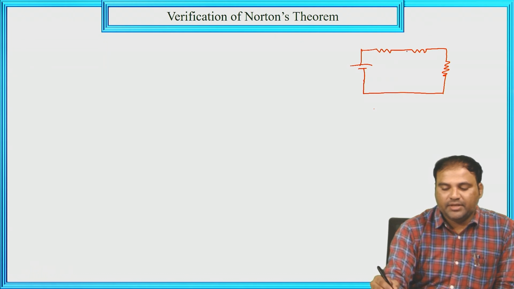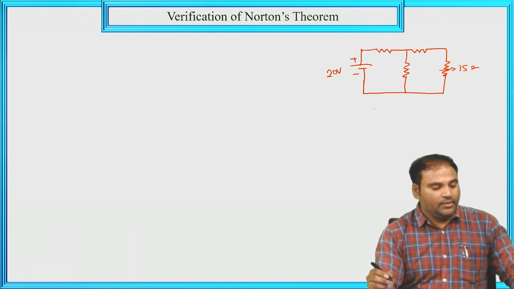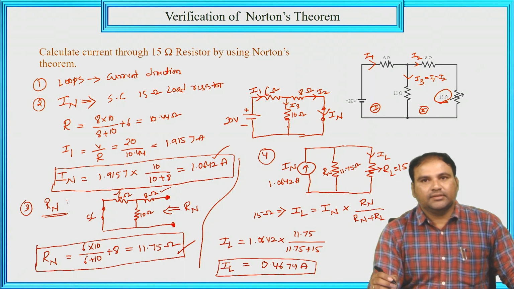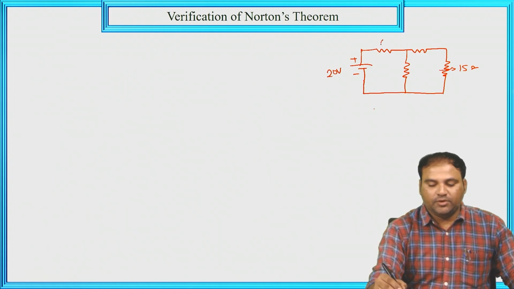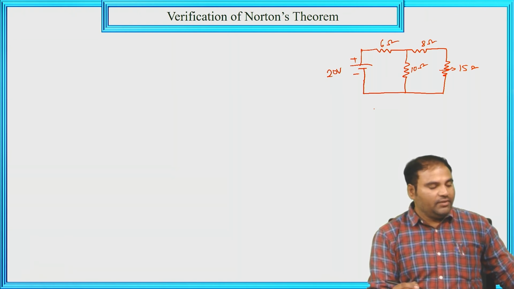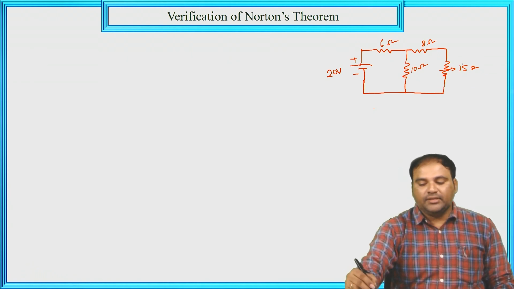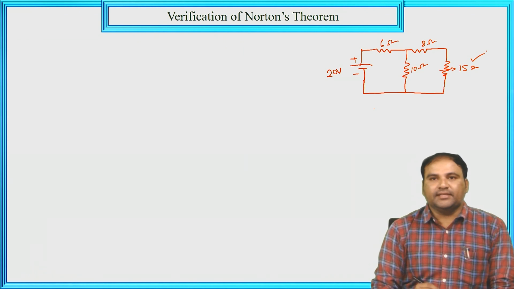I'm taking the same circuit. So plus minus 20, and this is 15 ohm, and here, this is 6 ohm, this is 8 ohm, and this is 10 ohm. Now by using the Kirchhoff laws, we need to calculate the current through this 15 ohm resistance.